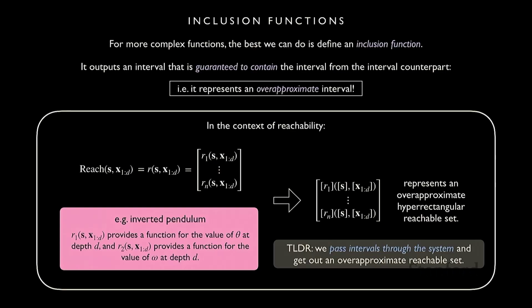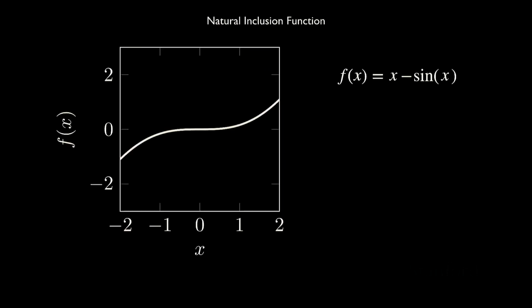Okay, so let's talk about how to get these inclusion functions. There's a few different ways, and we're going to go through them. The first one is the natural inclusion function, which is basically what you already suggested. Let's look at an example of what this is.